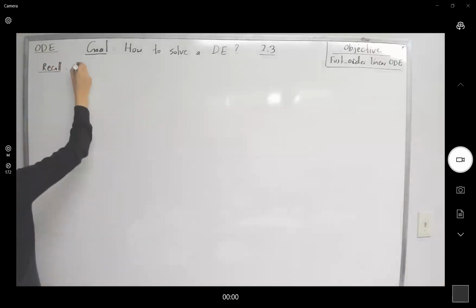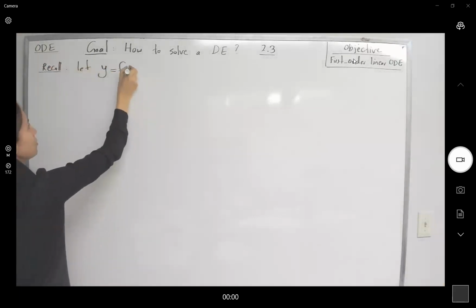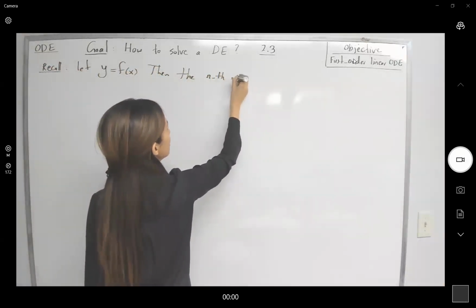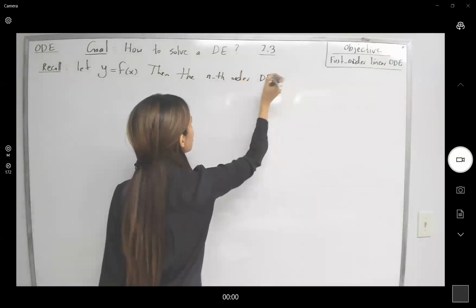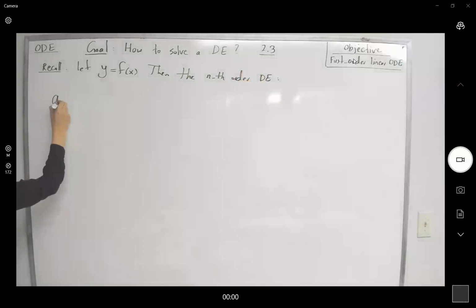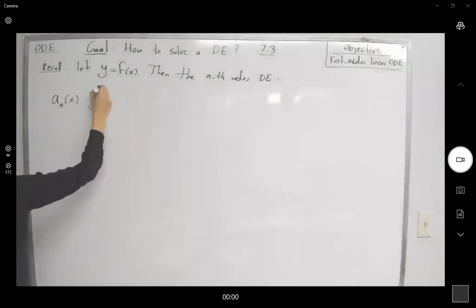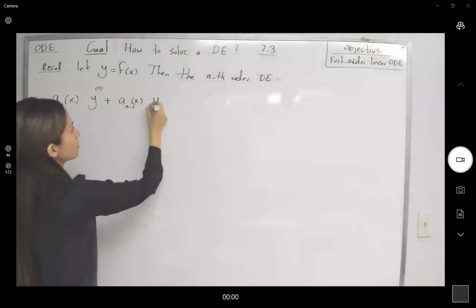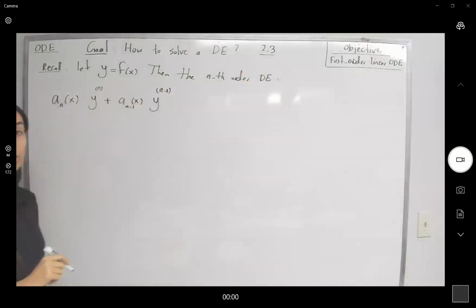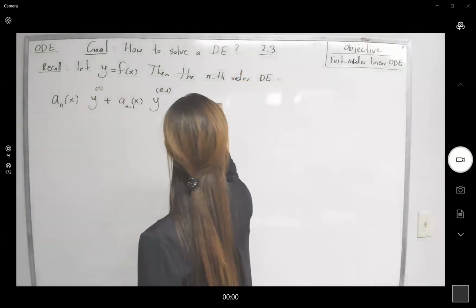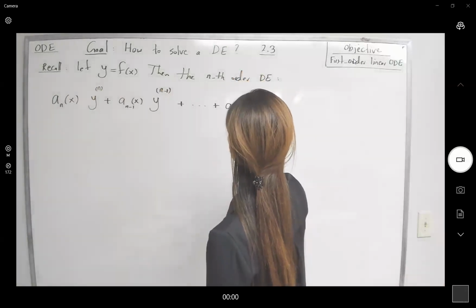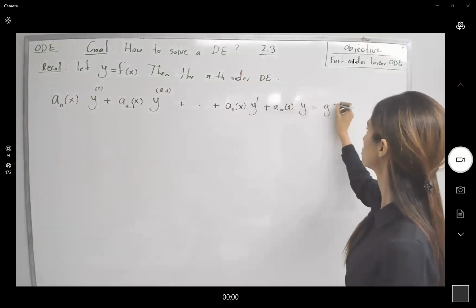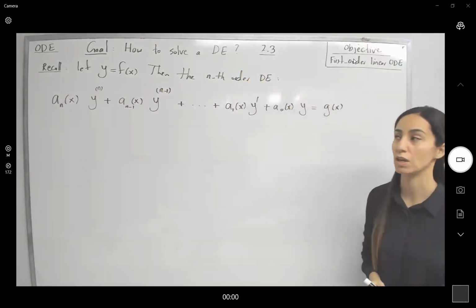order n. Let y be equal to f of x, then the nth order differential equation is denoted this way. You have your coefficient in x, a sub n of x, times the nth derivative of y, plus another coefficient in x times the (n minus 1)th derivative of y, plus the middle terms, a sub 1 of x times the first derivative, plus a sub 0 of x times y equals a function in x. It can be a constant as well.